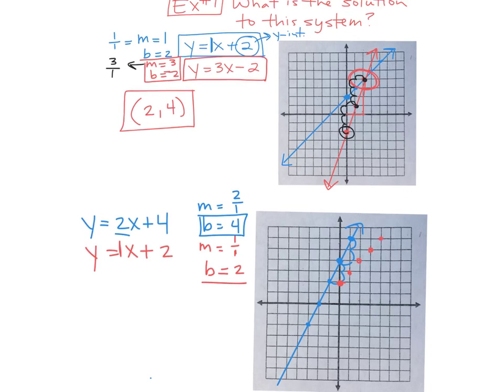Notice we're not going to meet over here. So I would keep my points going back the other way. Go down 1 over 1, down 1 over 1, and look what happens. We have an answer.